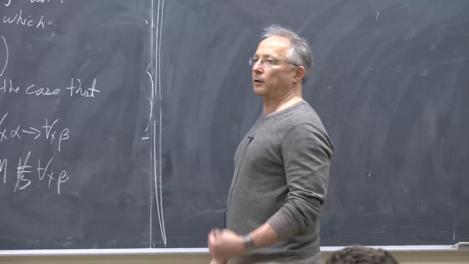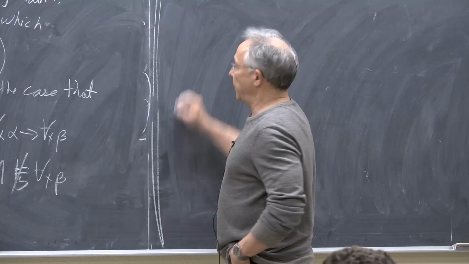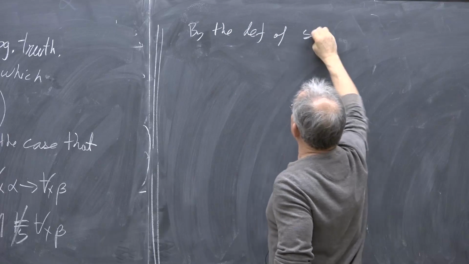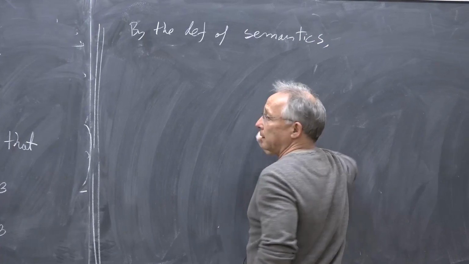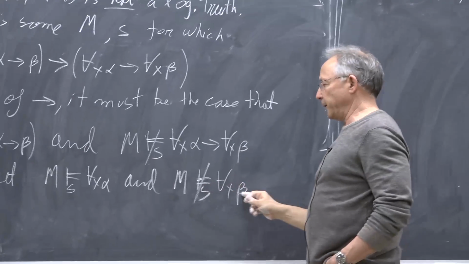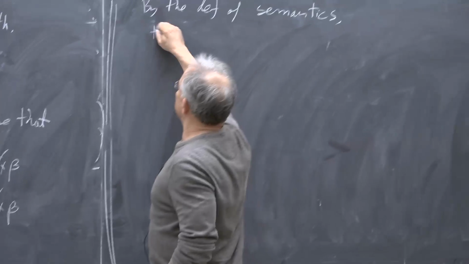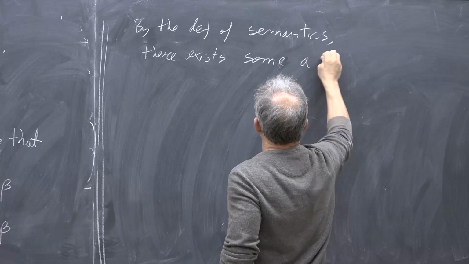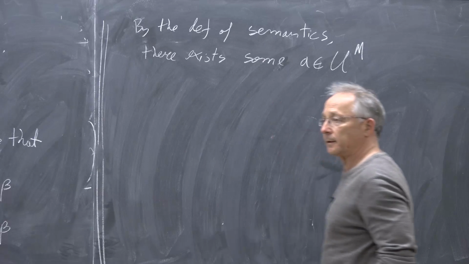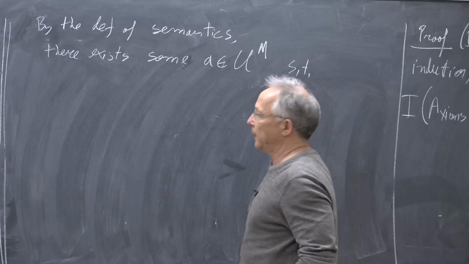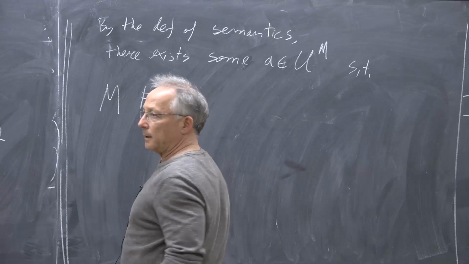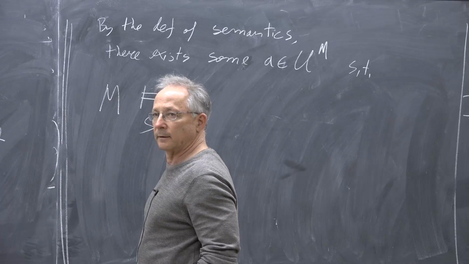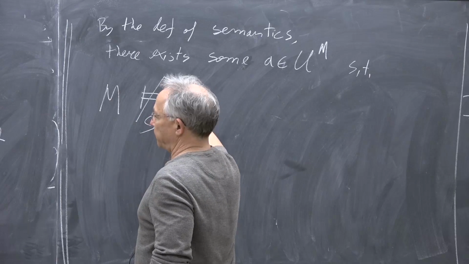Now we go into the definition of the semantics. By the definition of semantics, if M under S does not satisfy for all x beta, there exists some A in the universe of M such that M under S, when I substitute this A for X, does not satisfy beta.